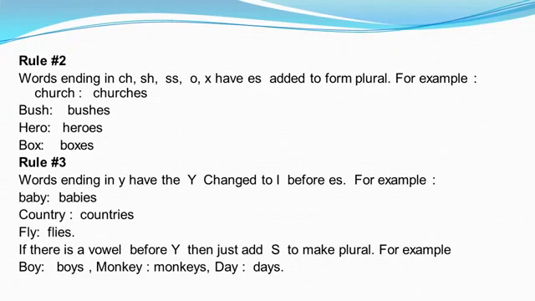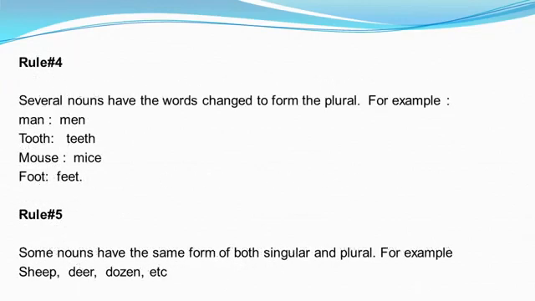If there is a vowel before y, then just add s to make plural. For example, boy. There is a vowel before y, so we'll add s, boys. Monkey, monkeys, day, days. Rule 4. Several nouns have the word changed to form the plural. For example, man, and the plural is men. Tooth, and the plural is teeth. Mouse, mice. Foot, feet.